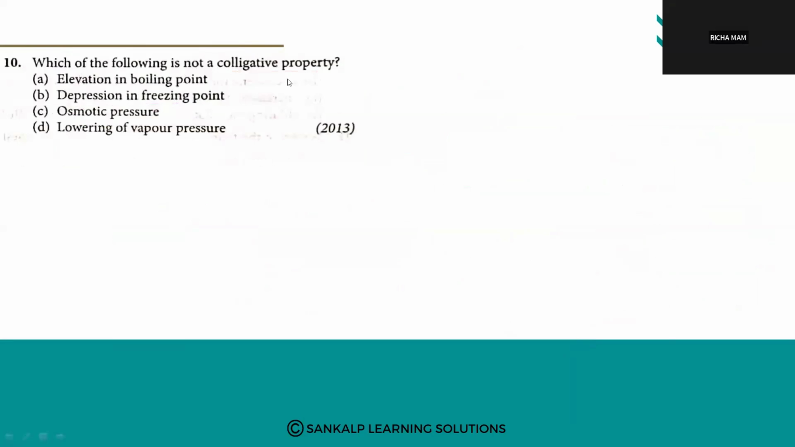Next question. Which of the following is not a colligative property? A, elevation in boiling point. B, depression in freezing point. C, osmotic pressure. And D, lowering of vapor pressure. D, right?